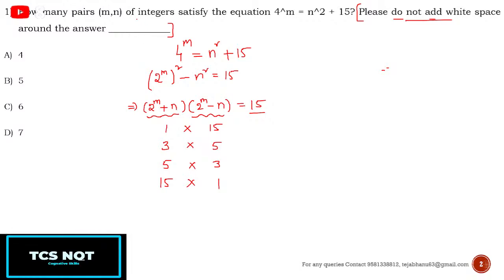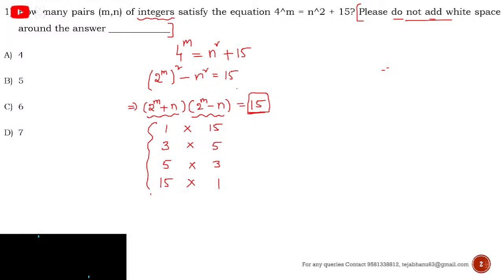Actually, he has given m as integers. That's why I'm not considering the decimals here. I hope it's clear. So these are the 4 possible cases where we'll get 15. Now he asked us to find out the integral pairs. Okay, integral pairs of numbers he is asking.